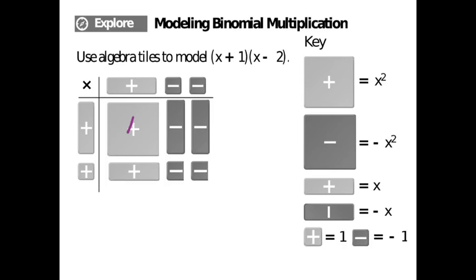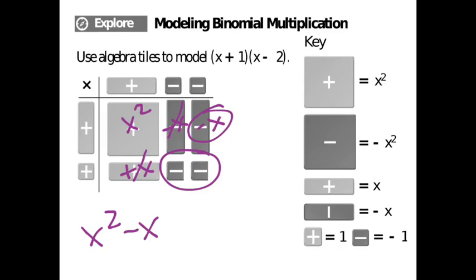So again, this is our x squared here, so we have a total of an x squared. We got a negative x and a negative x, and then we have a positive x. So those can cancel out, but we'll have a negative x left over. And then we have 2 of these little negative 2's, so we have a negative 2.